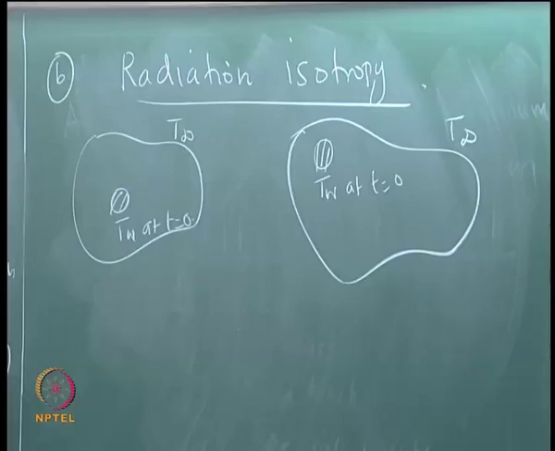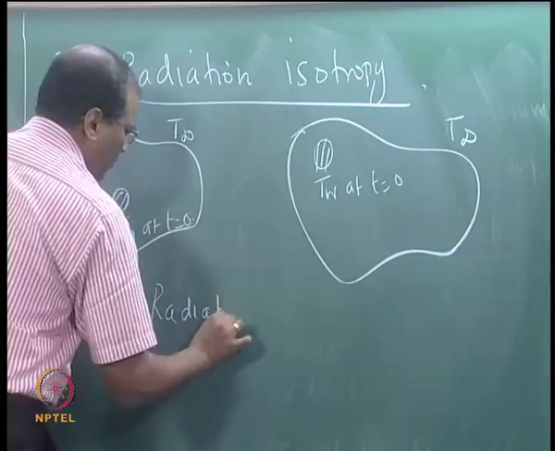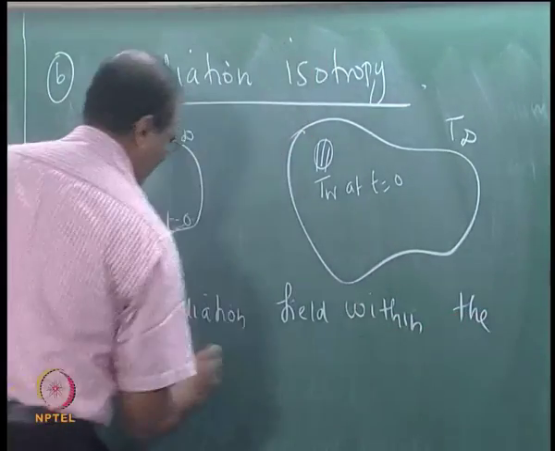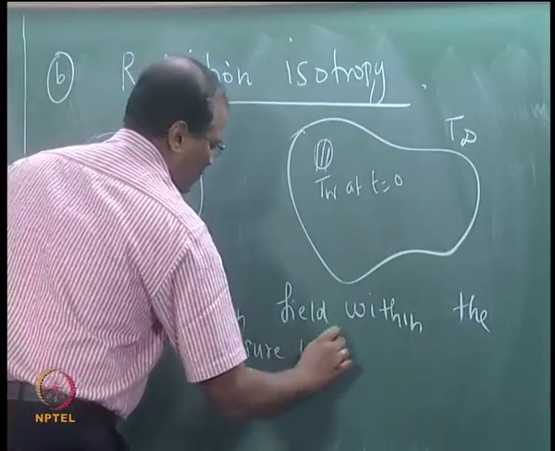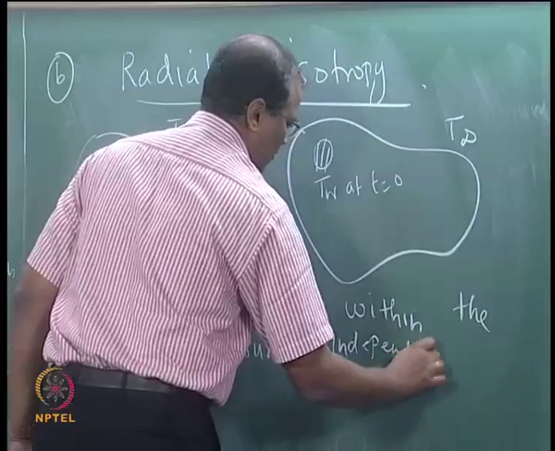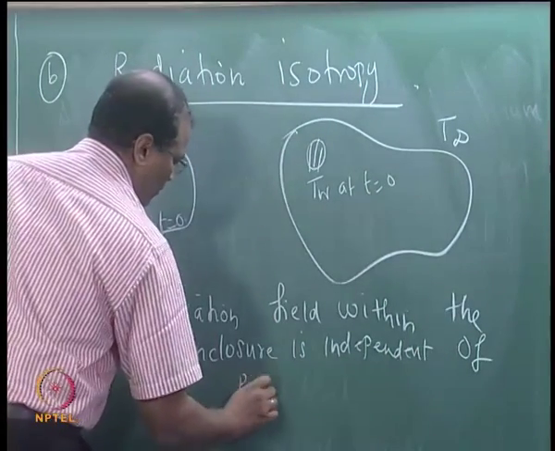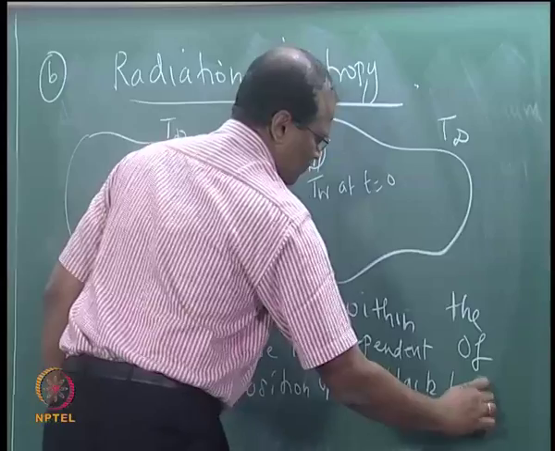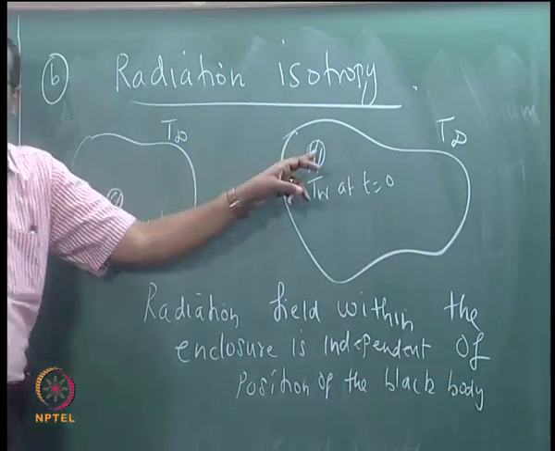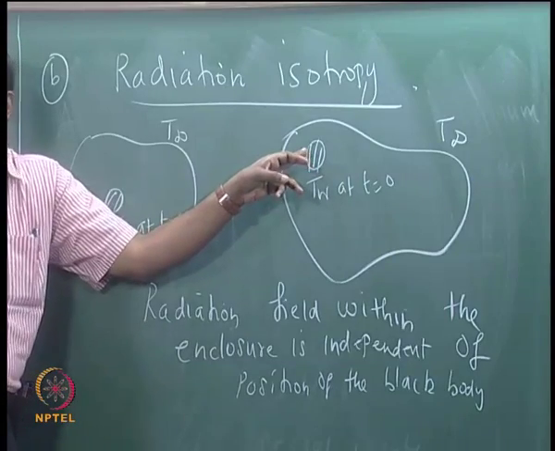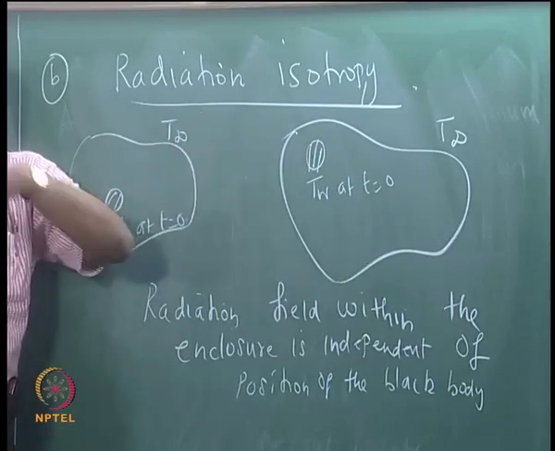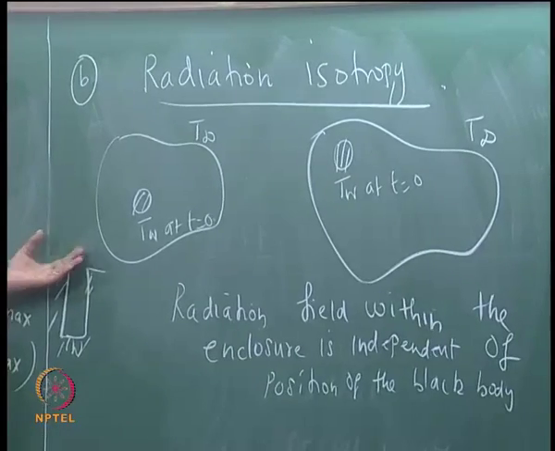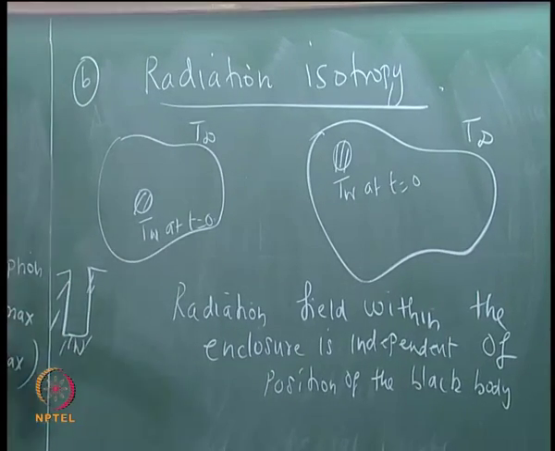So, the radiation isotropy means the radiation field is uniform. This black body is inconsequential. It is only a tool, only a prop for me to prove this. Even without a black body I can have a cavity like this which is at TW, which will be generating radiation because it is at a temperature greater than 0 Kelvin, consequent upon the previous law it will continue to emit radiation.